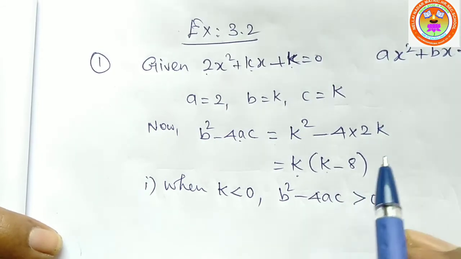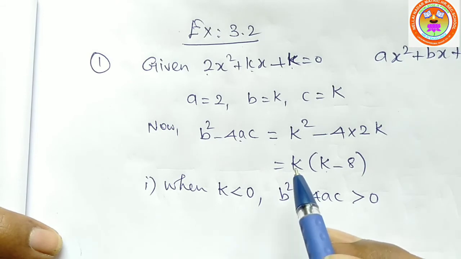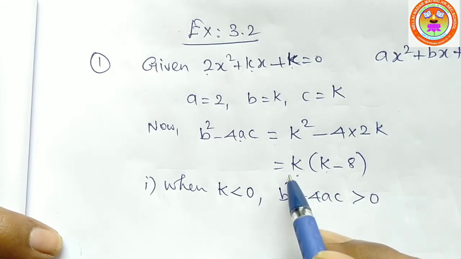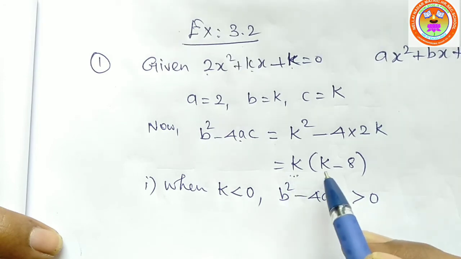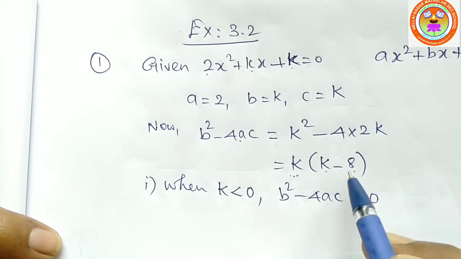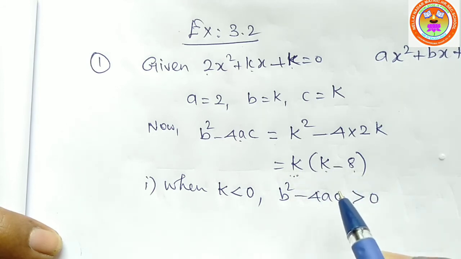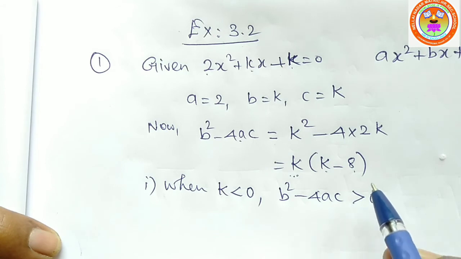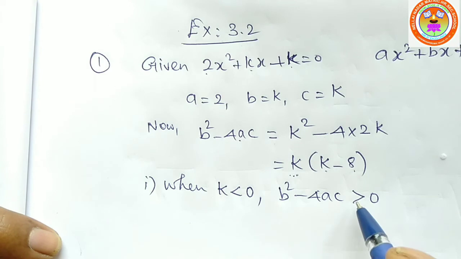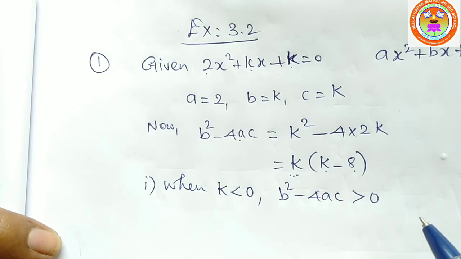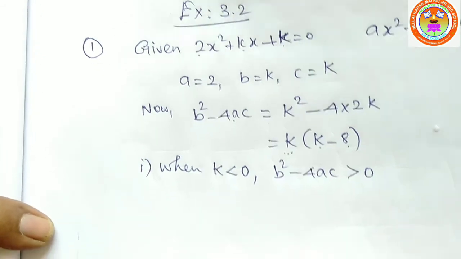Suppose we apply some negative value for k, minus 3. Here minus 3, minus 8. Minus 3 minus 8 is minus 11. Minus 3 into minus 11 is plus 33. So minus into minus is plus. We don't want the exact value, we need only the sign, either positive or negative. So this is positive, which means we can say the polynomial has real and distinct roots or unequal roots, right?